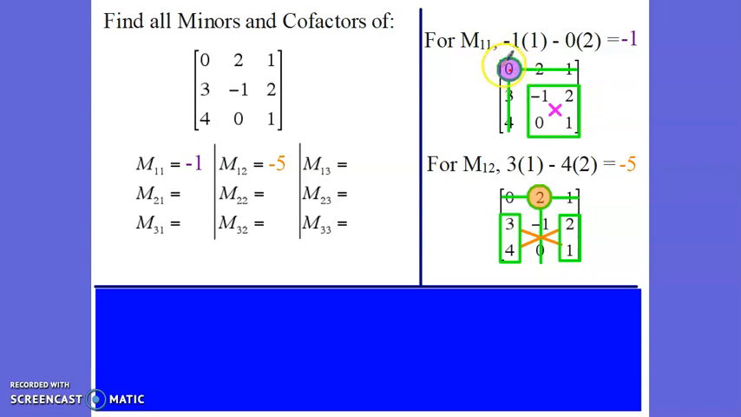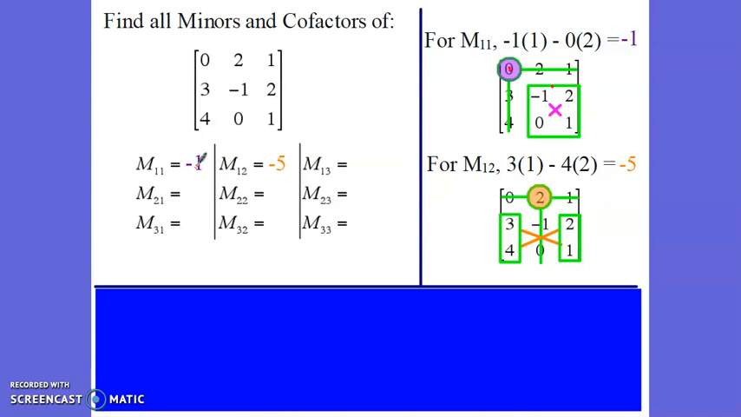So again, looking at that 0, I'm going to ignore the top row, ignore that left column, and I'm going to find the determinant of what's left: -1 times 1 and 0 times 2, or basically -1 minus 0 is -1. That makes the minor for row 1, column 1 into -1 over here.